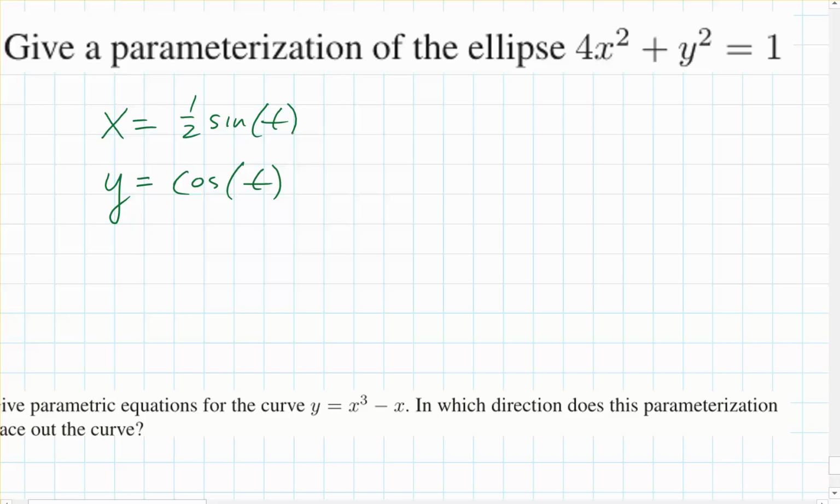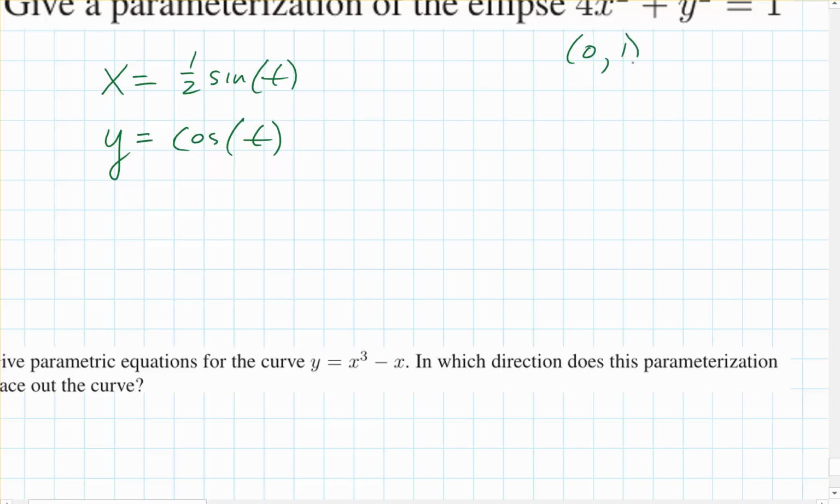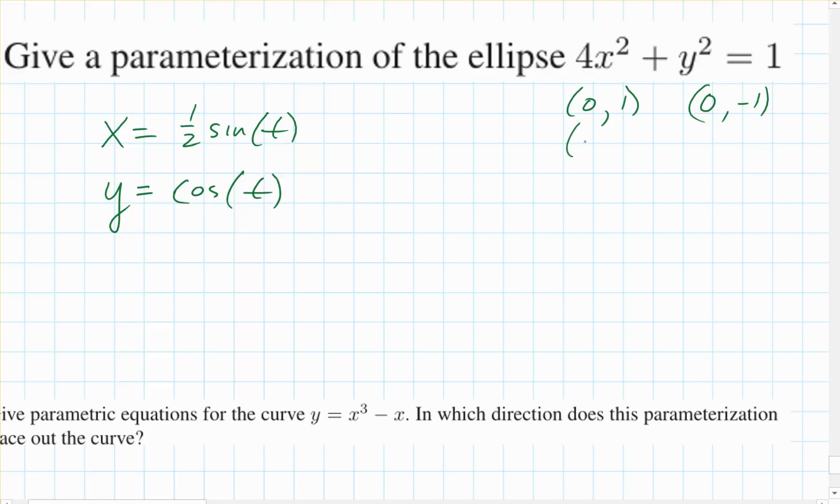You could say, okay, what are the intercepts for this one? When x is 0, what are the y-intercepts here? 1 and -1. So it's (0, 1) and (0, -1), right? Those are the 2 intercepts. And then what about the x-intercepts? (1/2, 0) and (-1/2, 0). So those are the intercepts, right? It's an ellipse with that shape.